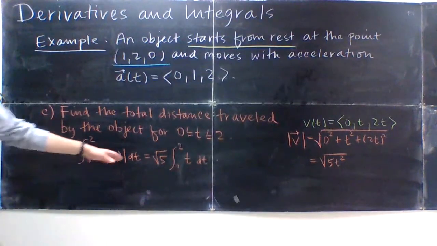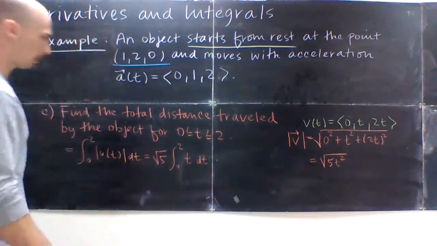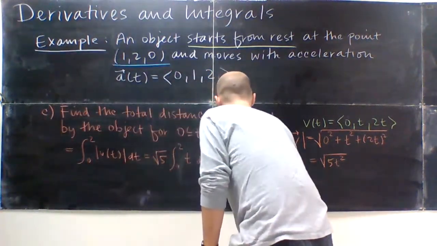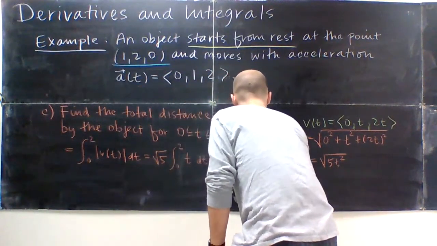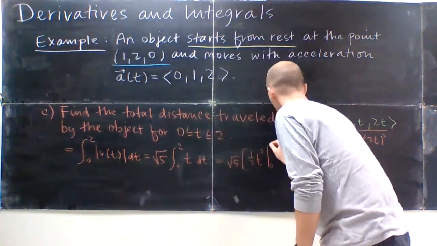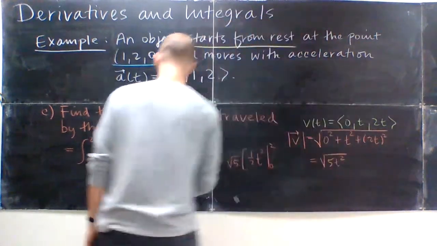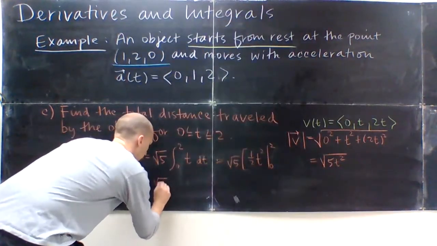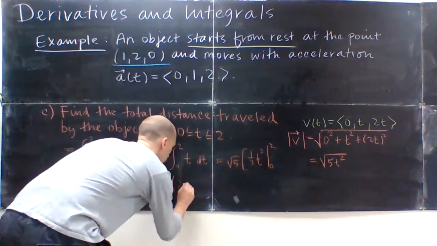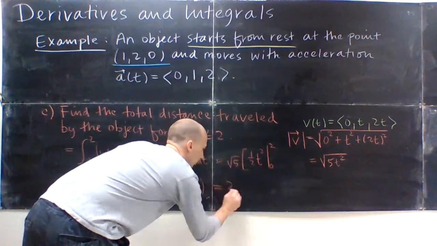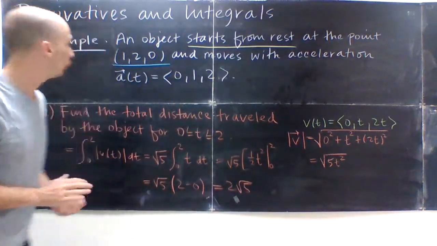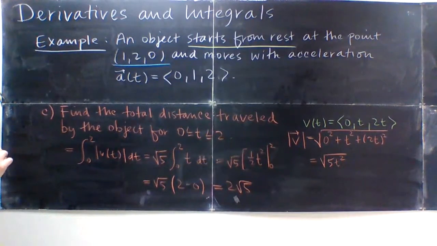Okay. And this is the type of integral we're very good at, right? We can bump up the power by 1 and divide by the new power. That's going to be the square root of 5 times 1/2 t squared as t runs from 0 up to 2. So this will be the square root of 5 times half of 4, which is 2, minus 0, and that's 2 times the square root of 5. And I think that's all I've got to tell you about derivatives and integrals of vector valued functions.